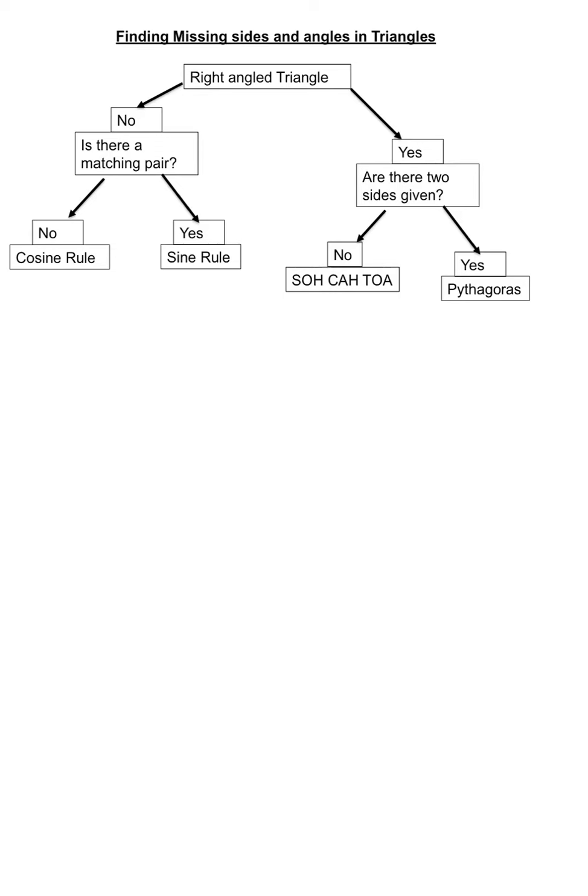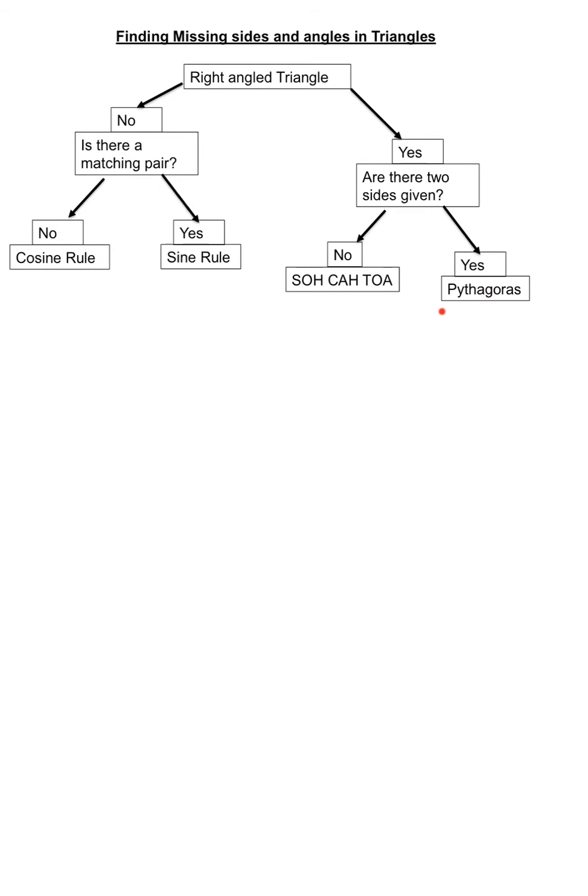In this video, I'm going to be going through how to use the cosine rule to find missing sides and angles in triangles. Now, to find missing sides and angles in triangles, if you look at what I've done here, the first thing is: if the triangle is a right angle triangle, are two sides given? If they are, then use Pythagoras.